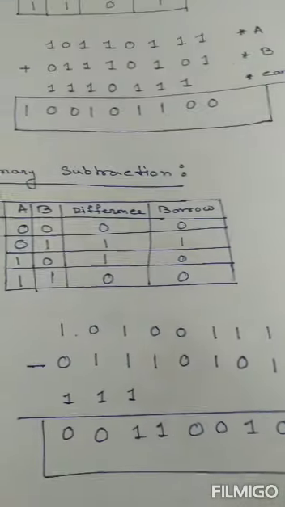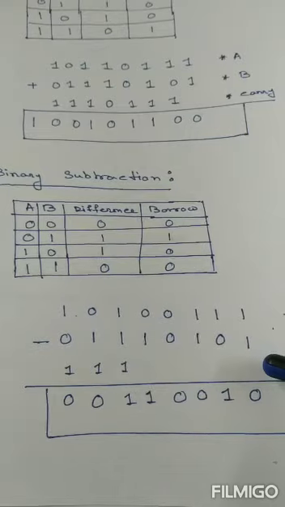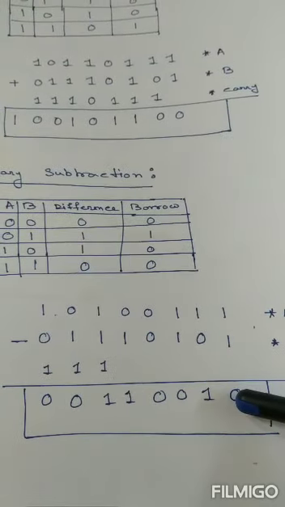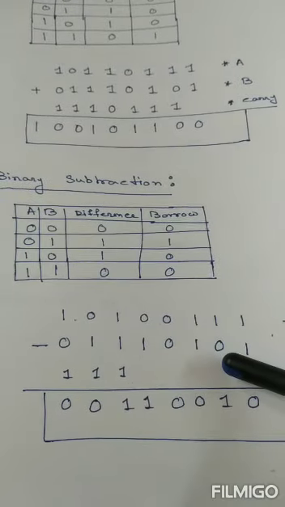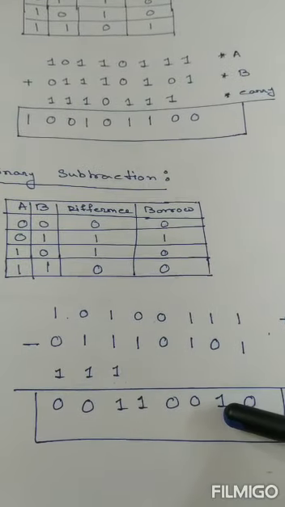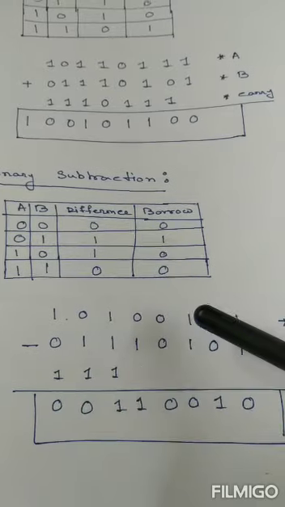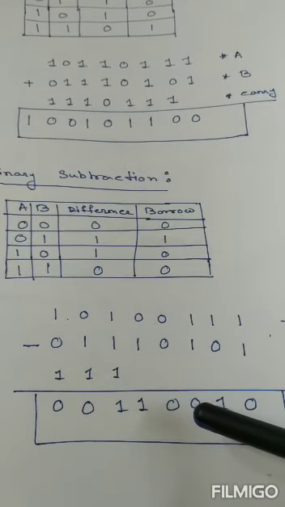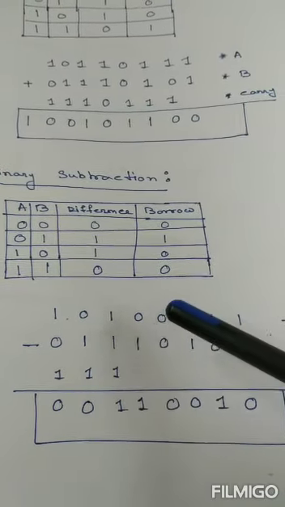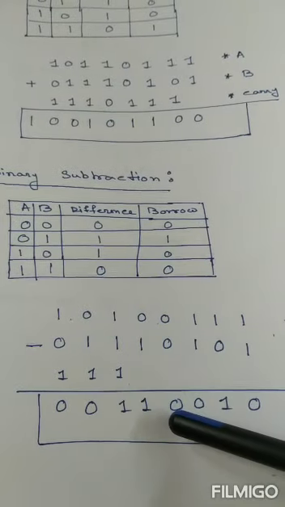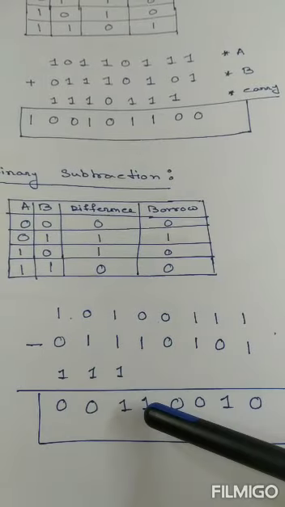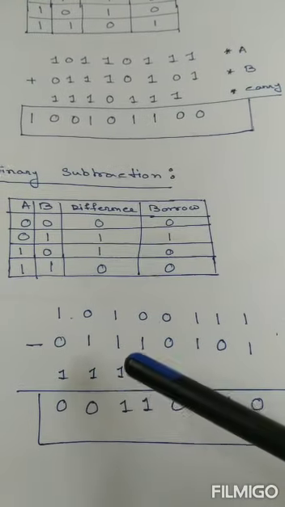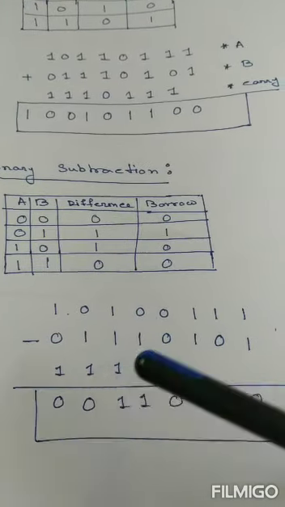Okay. First, 1 minus 1, difference is 0. There is no borrow. 1 minus 0, difference is 1. There is no borrow. 1 minus 1, difference is 0. There is no borrow. 0 minus 0, difference is 0. There is no borrow. 0 minus 1, difference is 1. There is a borrow 1.